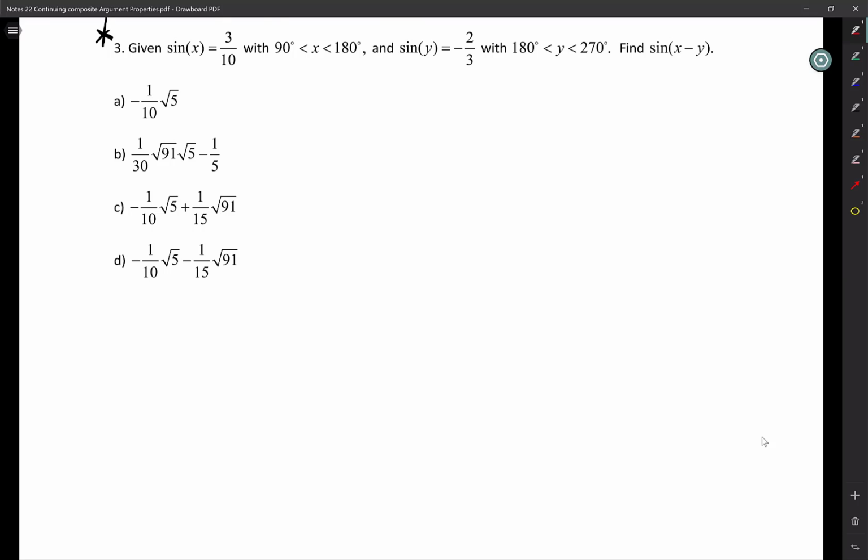All right. Given sine x equals 3/10, and now they tell us that angle x is between 90 and 180. So I'm in quadrant 2. So just over-exaggerate quadrant 2. So there's quadrant 2, and start at the origin. Always start at the origin. There's my reference triangle, not to scale.